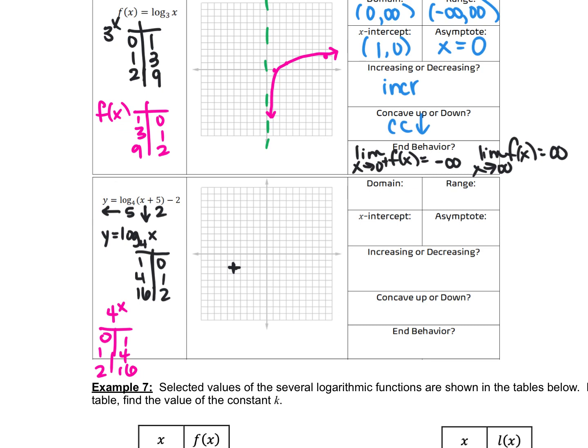So let's do that. All right, from a little x, 1, 0, 4, 1, up 1, and then 16, up 2. I think I got enough. Let's see. 1, 2, 3, 4, 5, 6, 7, 8, 9, 10, 11, 12, 13. Close. Okay. So we take it up a little bit. Now, before I draw my curve, where's my asymptote going to fall?